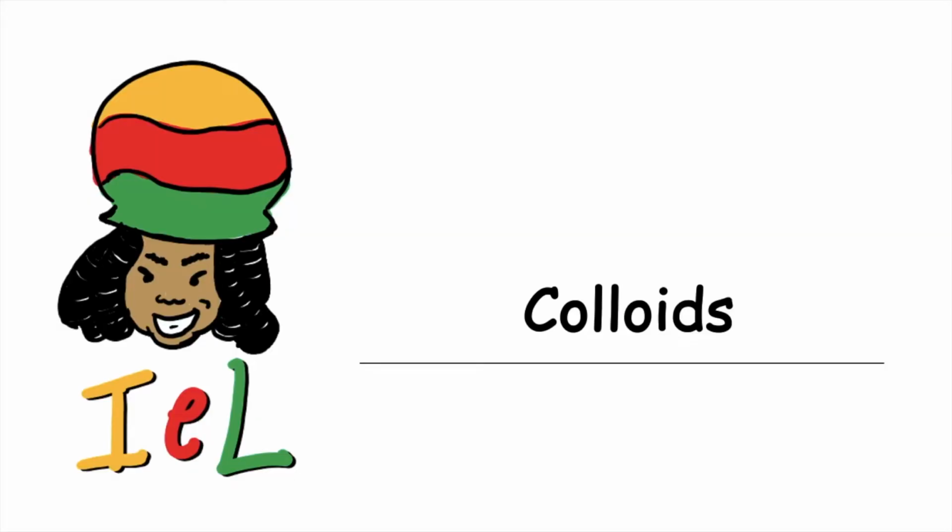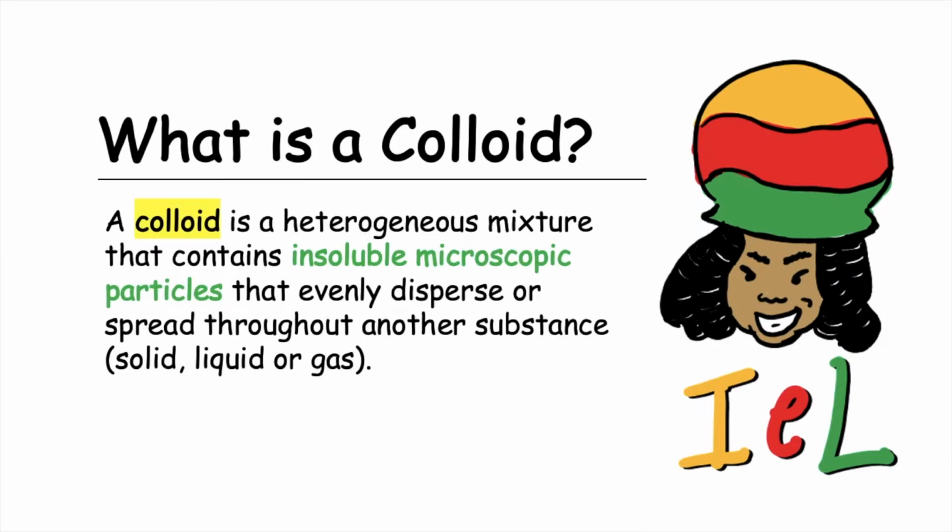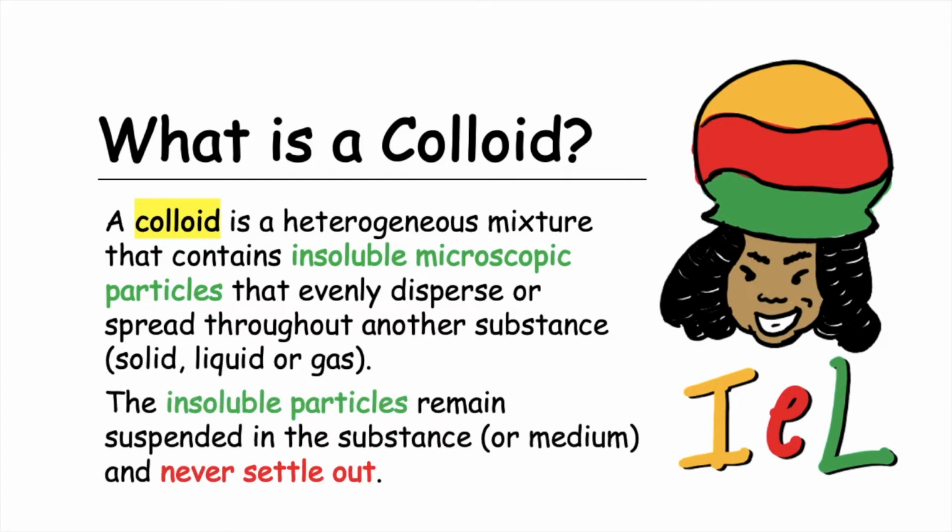We just completed suspensions and we're moving right into colloids. What is a colloid? A colloid is a heterogeneous mixture that contains insoluble microscopic particles that evenly disperse or spread throughout another substance. And this substance can either be a solid, liquid, or gas. The insoluble particles of a colloid remain suspended in the substance, also called a medium, and never settle out.